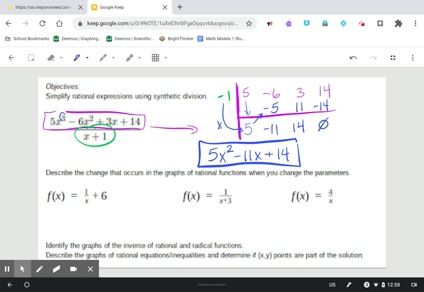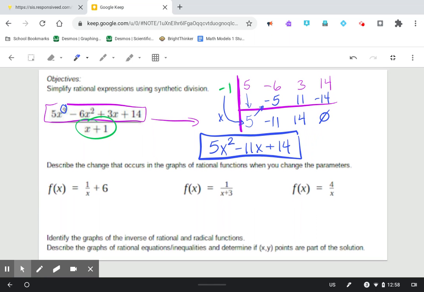Remember, that's because the degree of the polynomial decreases by 1 when you do synthetic division. So it goes from degree 3 with a constant to degree 2 with a constant. And so that would be your answer there.